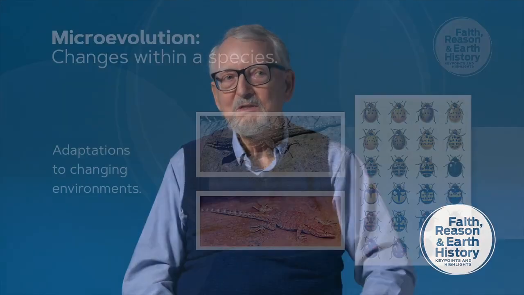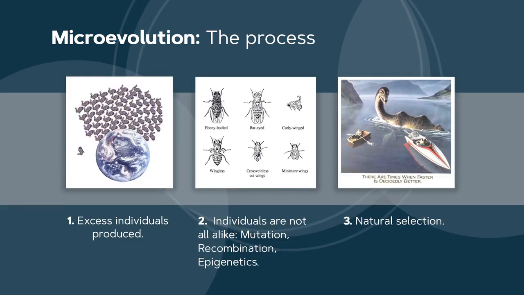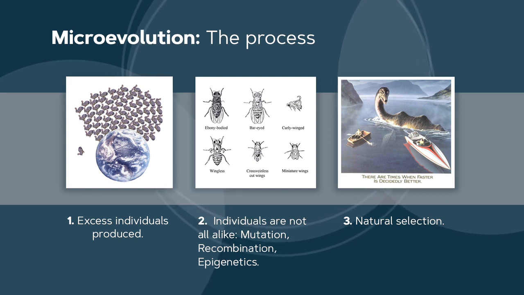Now we will give a basic description of microevolution, the changes within a species. These changes are adaptations to changing environments. So let's look at the process of microevolution. First step, there are always excess individuals produced. If all these rabbits lived and reproduced, this is what our world would look like. But obviously they don't. There are excess individuals produced.